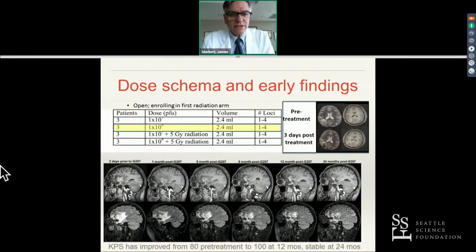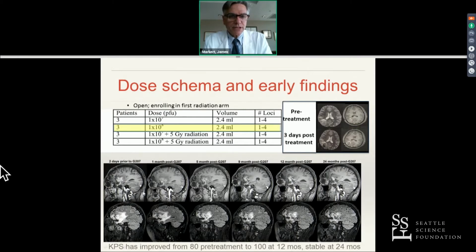Nicely, we've now reached this third level of enrollment, the 1 times 10 to the 7th plus 5 gray of radiation arm. The virus is being inoculated in up to 4 loci, and we've had some really nice responses. Here's an example of an early response, and you can see just immediately after inoculation that oncolytic virus type of replication is producing direct necrosis or hemorrhagic necrosis within the tumor.